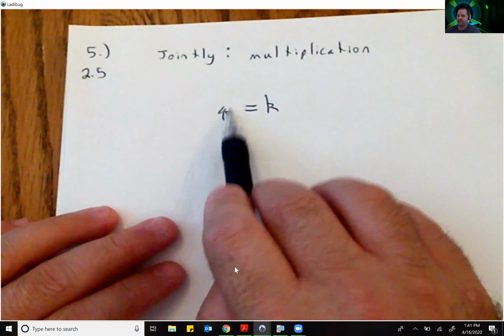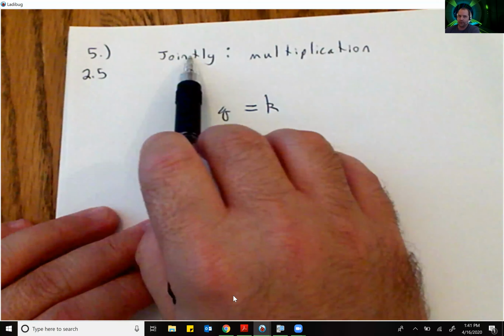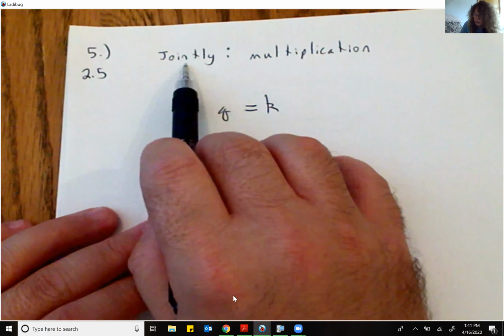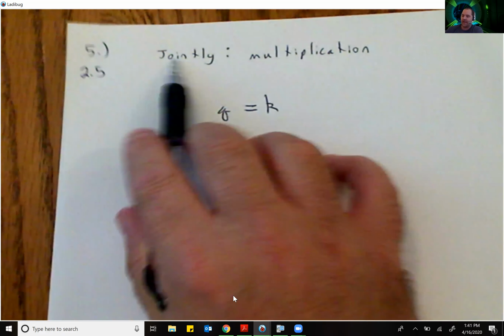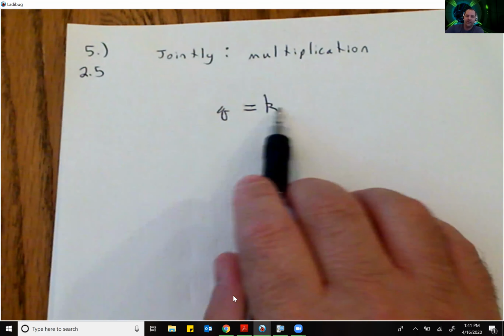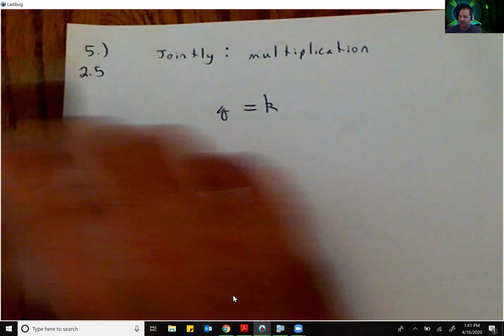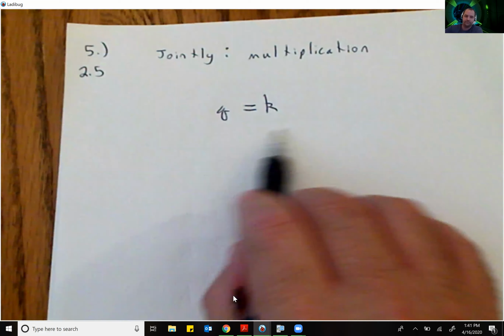Quarts is before the equal sign because quarts of paint was talked about before the word jointly. Okay. Now, anything after this word jointly is now after the K. If it was inverse, it would be under the K because of division.